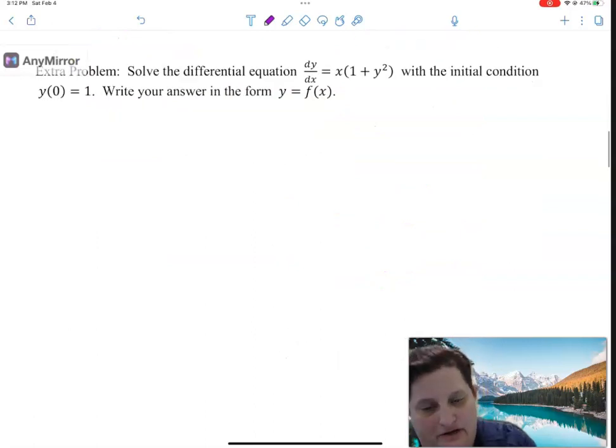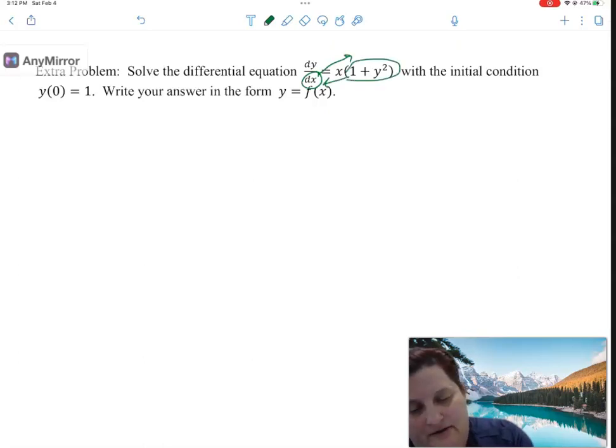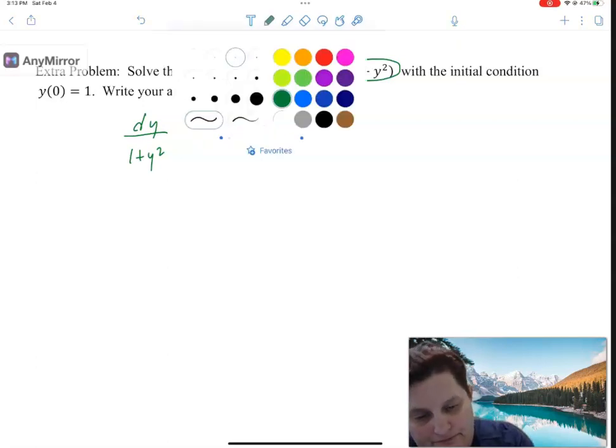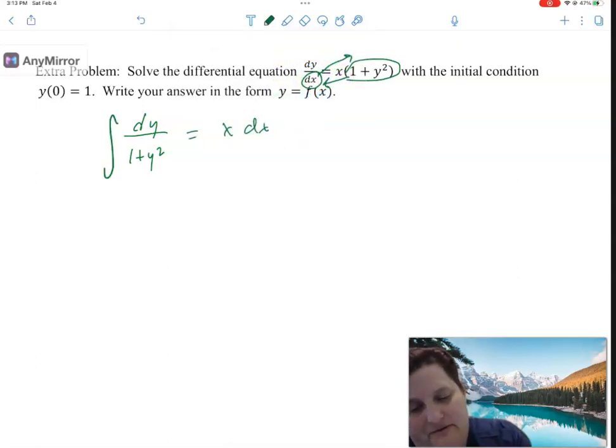Okay, cool. Here's an extra problem. All right. Bring the dx up here. Bring the dy down here. So I have dy over 1 plus y squared equals x dx. Okay? A little bigger. All right, let's integrate both of those.